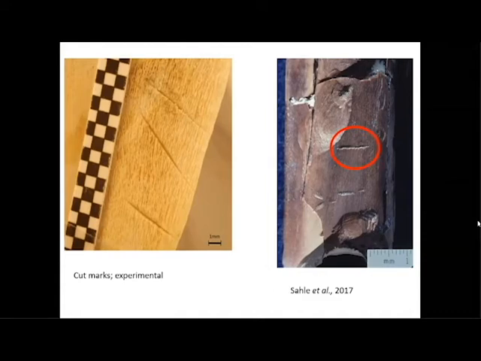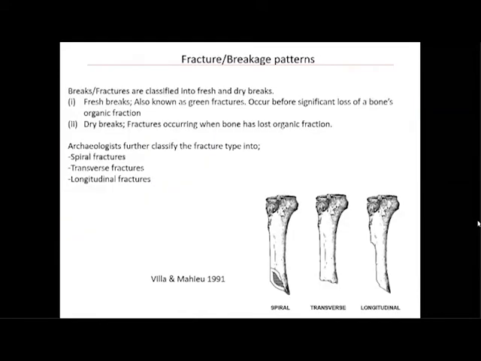So in a way, taphonomy is still a science that's developing, and through these experimental studies in conjunction with manuals, we can get more accurate results. We also look at fracture patterns. So the first thing we look at in a bone is if it's broken, is it a fresh or a dry break? A fresh break happens when the bone still has, before the loss of significant organic fraction in terms of marrow, grease, whereas dry breaks would happen after a loss of the organic fraction.